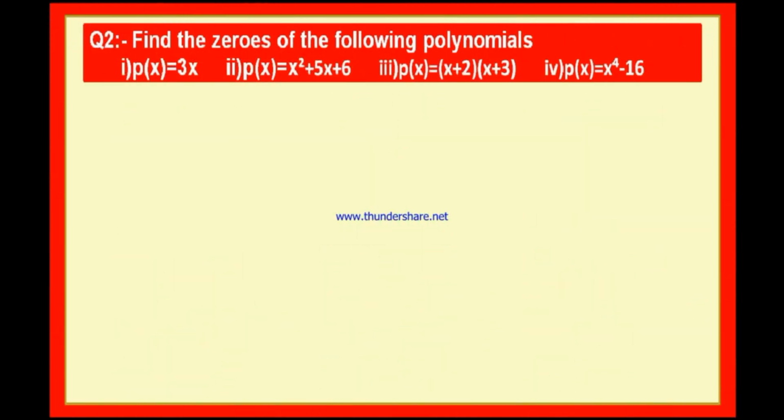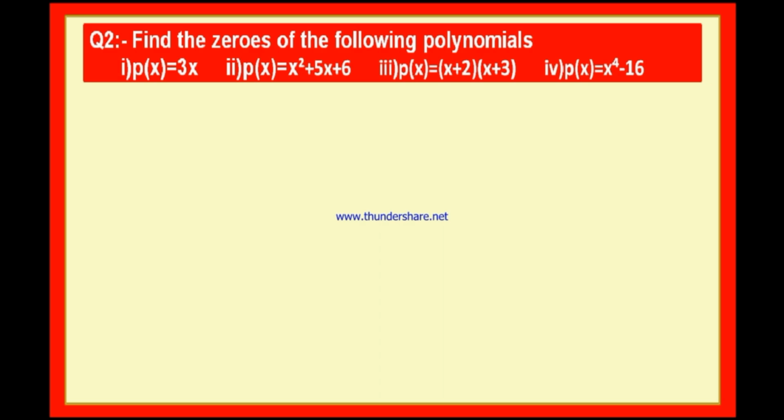Find the zeros of the following polynomials. P of x is equal to 3x. Second bit, P of x is equal to x square plus 5x plus 6. And third bit, P of x is equal to (x plus 2) into (x plus 3). And fourth bit, P of x is equal to x power 4 minus 16.